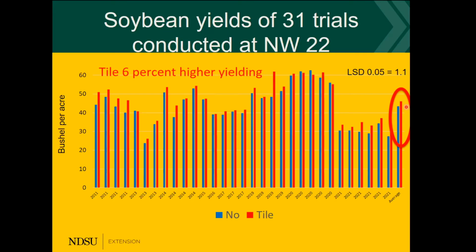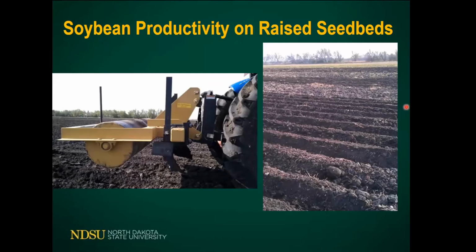Well, you may say, well, I can't afford to invest in tile. So if you are not investing in tile, what would be the next option? Well, maybe we could think about seed bed and raising the root zone out of the flat ground, having the roots in that zone where there is air and not in the saturated zone, might be helping.